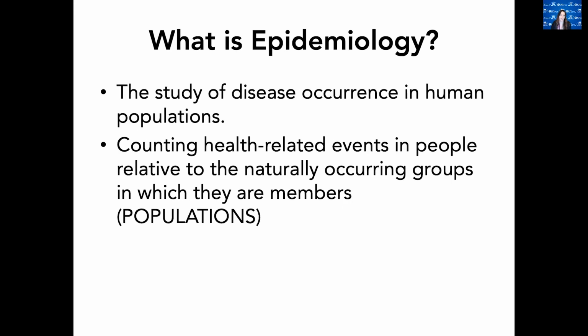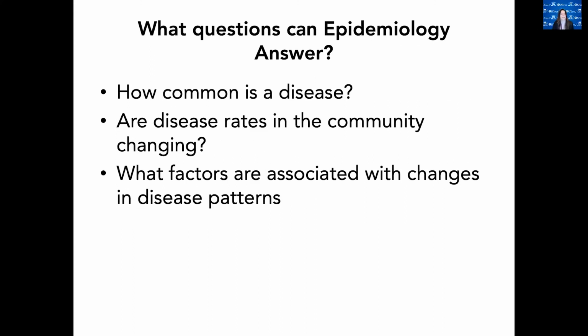So first, what's epidemiology? It's really the study of disease occurrence in human populations. We are counting health-related events in people relative to naturally occurring groups in which they're members, and that's what I'm referring to when I talk about populations. So I wanted to talk a little bit about what kind of questions epidemiology can answer, and it can really answer a lot. First, the most simple one is, how common is a disease?